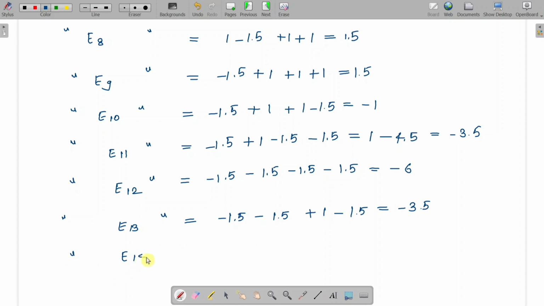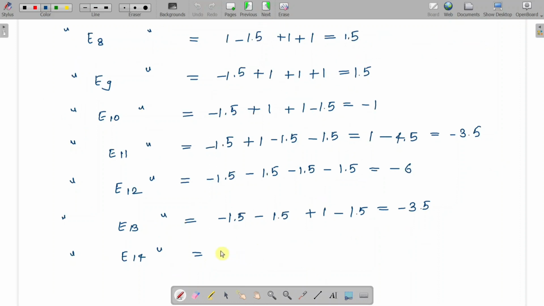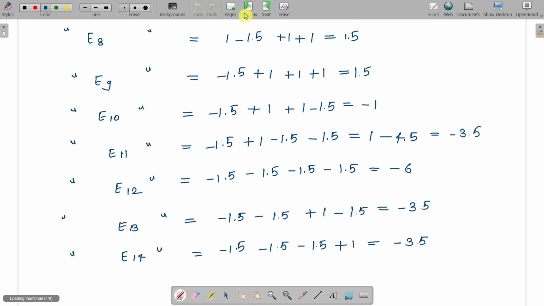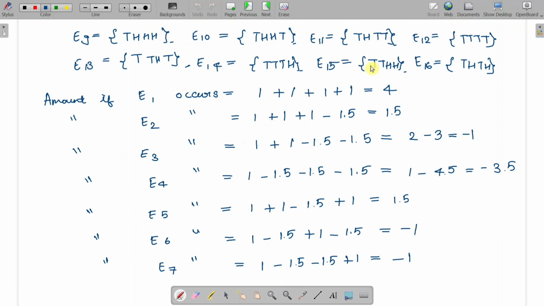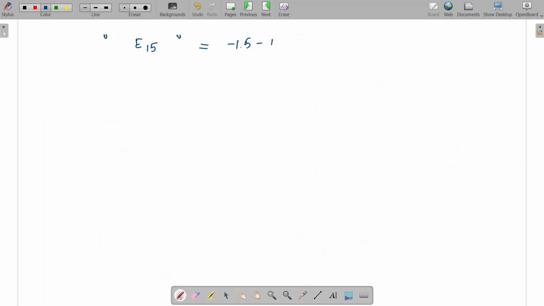Then if E14 occurs, it is minus 1.5 minus 1.5 minus 1.5 plus 1, so again it is minus 3.5. Okay, now if E15 occurs, minus 1.5 minus 1.5 plus 1 plus 1, so it is 2 minus 3 which is minus 1.